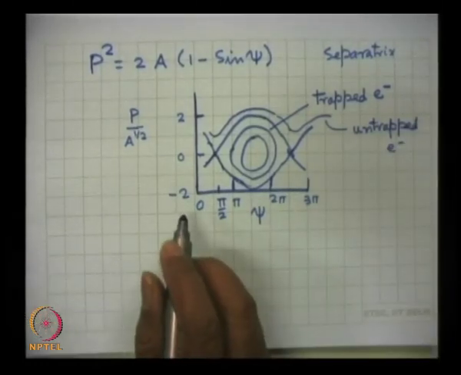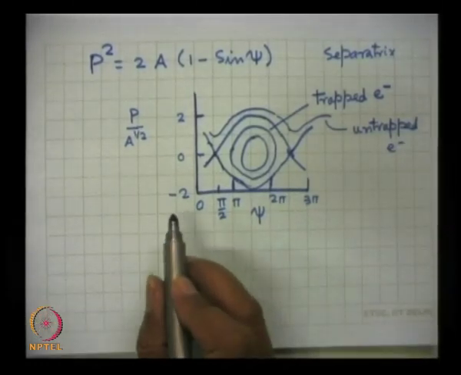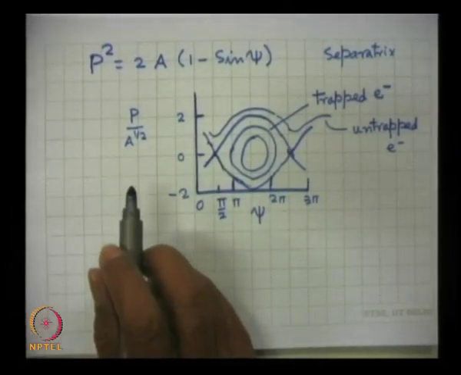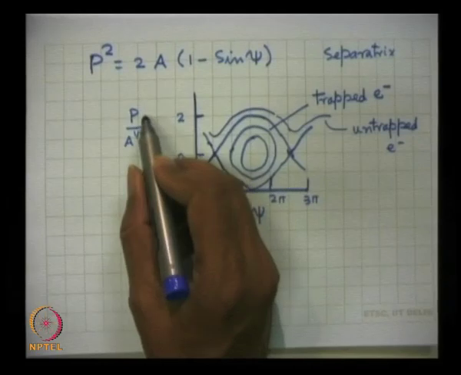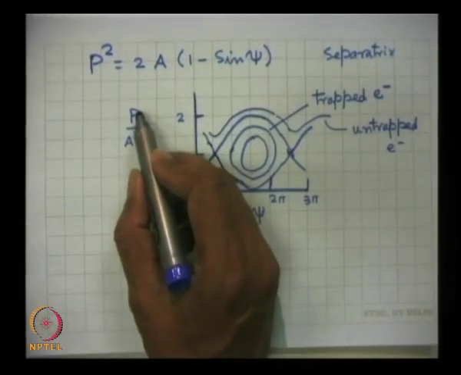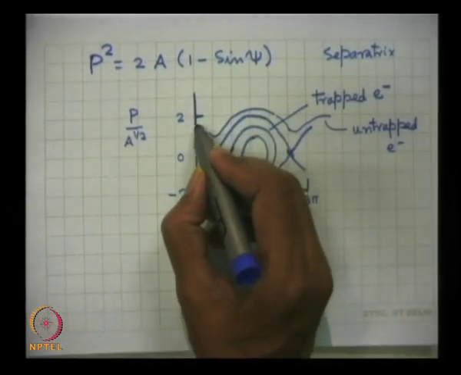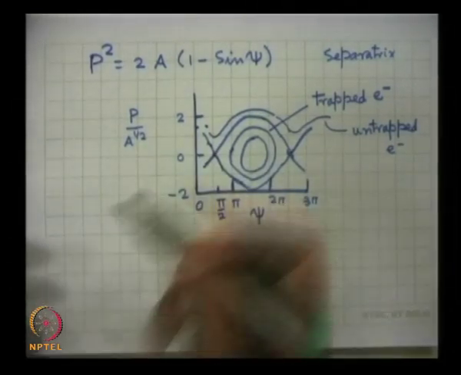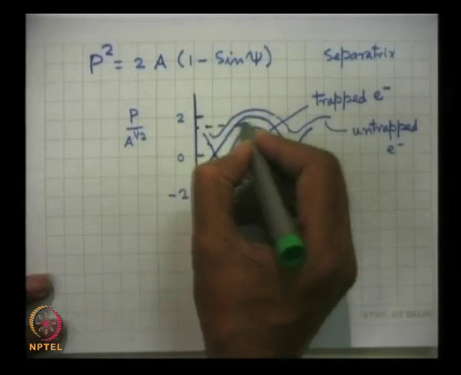What really happens? Initially, when you launch an electron beam, suppose you are launching the electron beam with some finite energy. So, P has some value, suppose like this. Let me draw with a different color. So, the electron may be somewhere here.